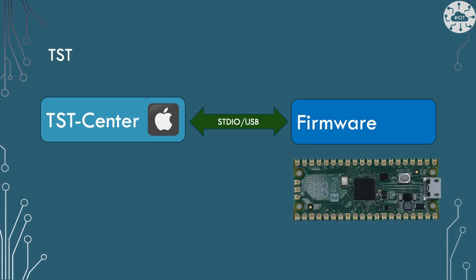In all of the examples I'm going to show you here and talk through, I'm going to use standard I/O over USB to communicate between TST Center and the firmware. Now, I've had some trouble trying to get this working on UART, and I ran out of time, so I've stuck to standard I/O over USB. I would like other protocols and approaches to be working, but that's the one I've got working so far.